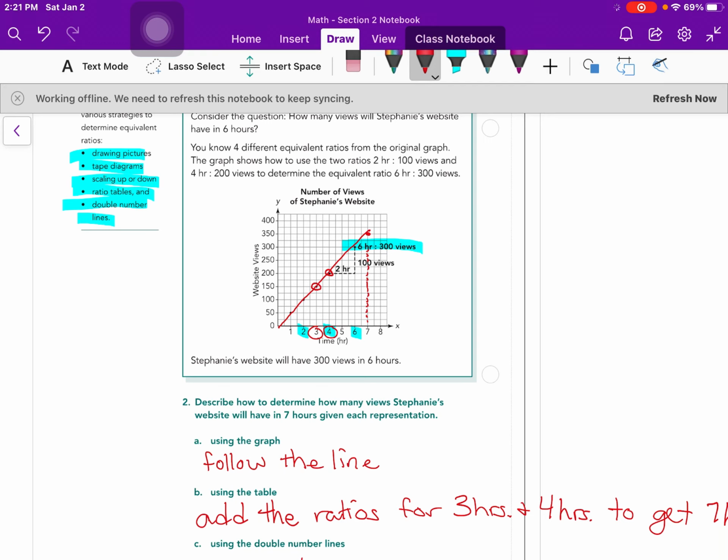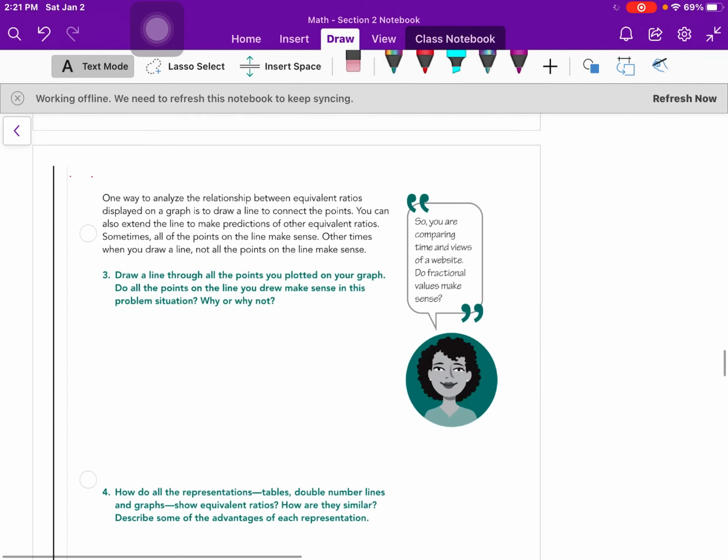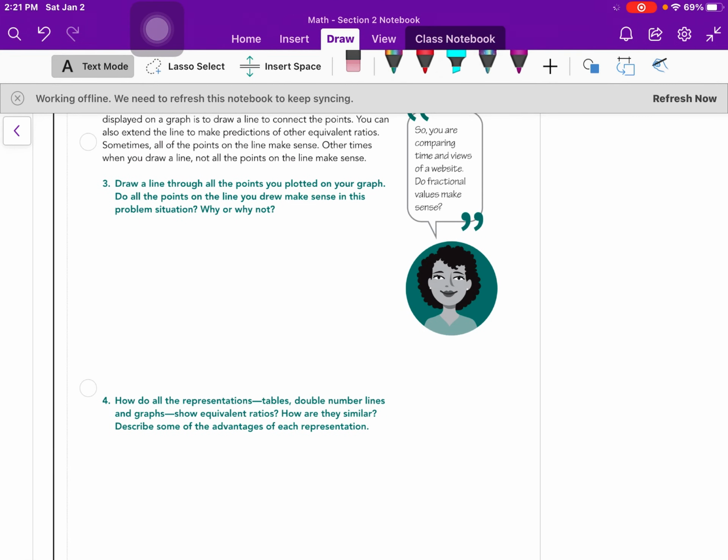All right, would all of these make sense is the question. 2 hours, 3 hours, 4 hours, anything in between, does that match the number of website views? Would that make sense? Go ahead and write down, yes, I do think it would make sense. Why or why not?